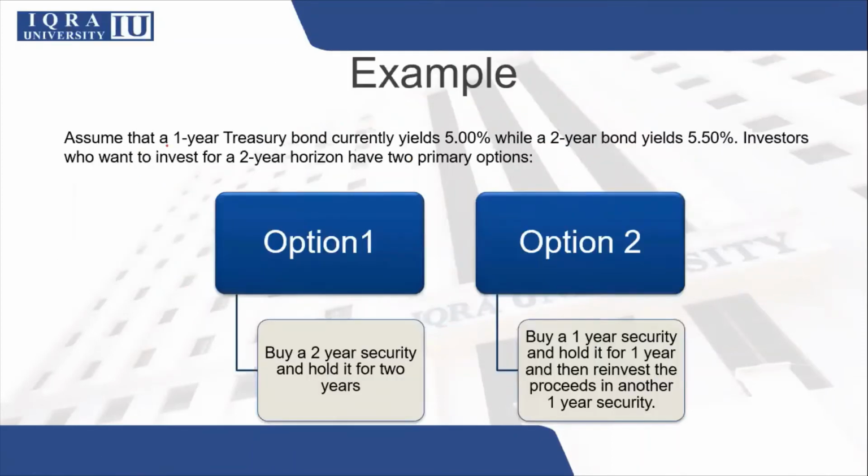So now assume that a 1-year treasury bond currently yields 5%, while a 2-year bond yields 5.5%. Investors who want to invest for a 2-year horizon have now two primary options. Option number one is that they can buy the 2-year security and hold it for 2 years. And the second option is that they can buy the 1-year security and hold it for 1 year and then reinvest the proceeds in another 1-year security. Both should actually give the same return because the horizon is the same, the investment time period is the same.